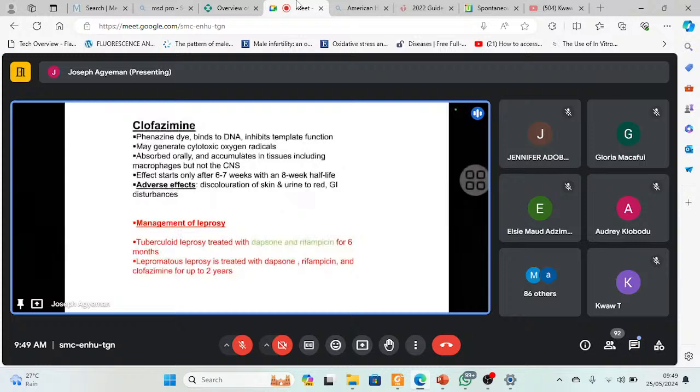But if you are dealing with the multibacillary type, that is the lepromatous leprosy, that is more dangerous, that is more extensive, you are supposed to combine all the 3 for up to 2 good years. 2 good years. Any questions?